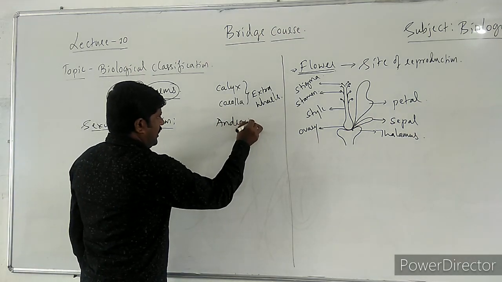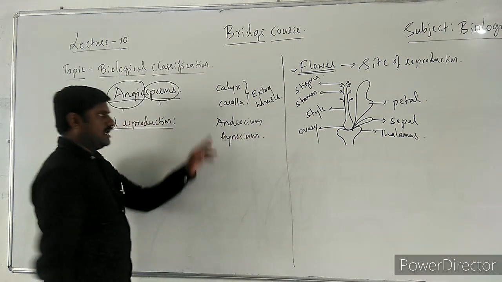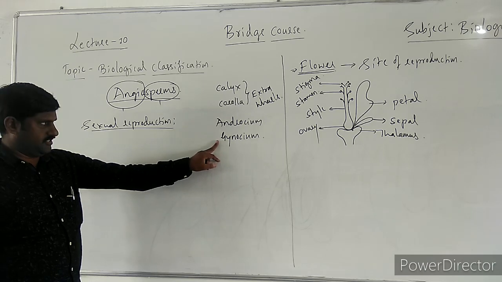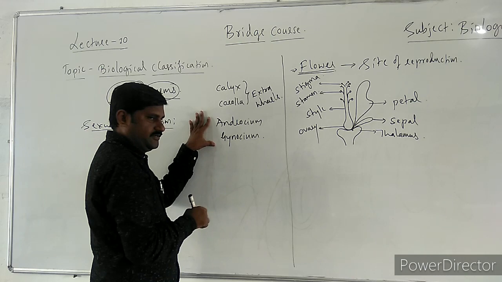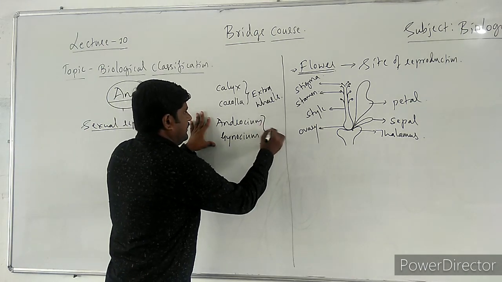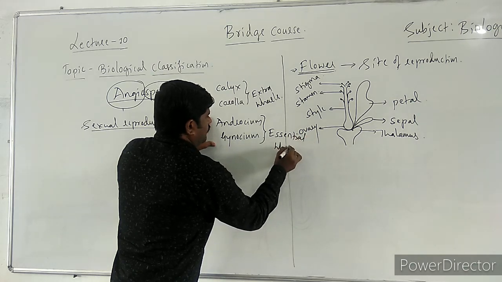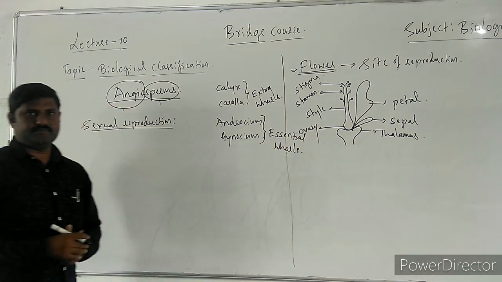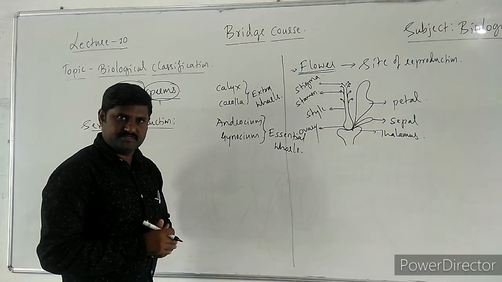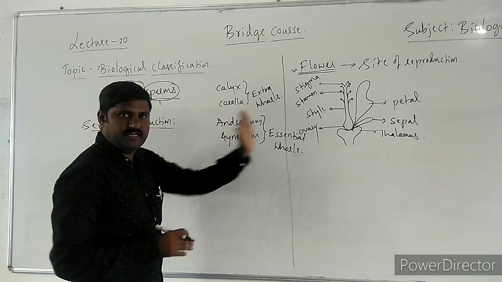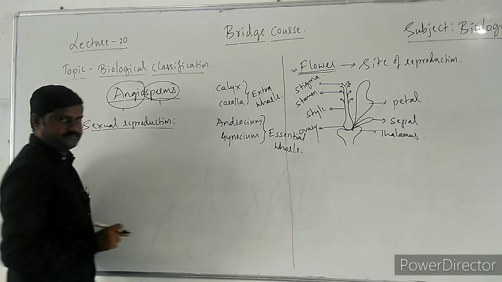Androecium as well as gynoecium are the male and female reproductive structures. These two take part in the sexual type of reproduction. Hence, these are called essential whorls of the flower. So, when we see the androecium and gynoecium structure, we will come to know how reproduction occurs. First one, androecium.